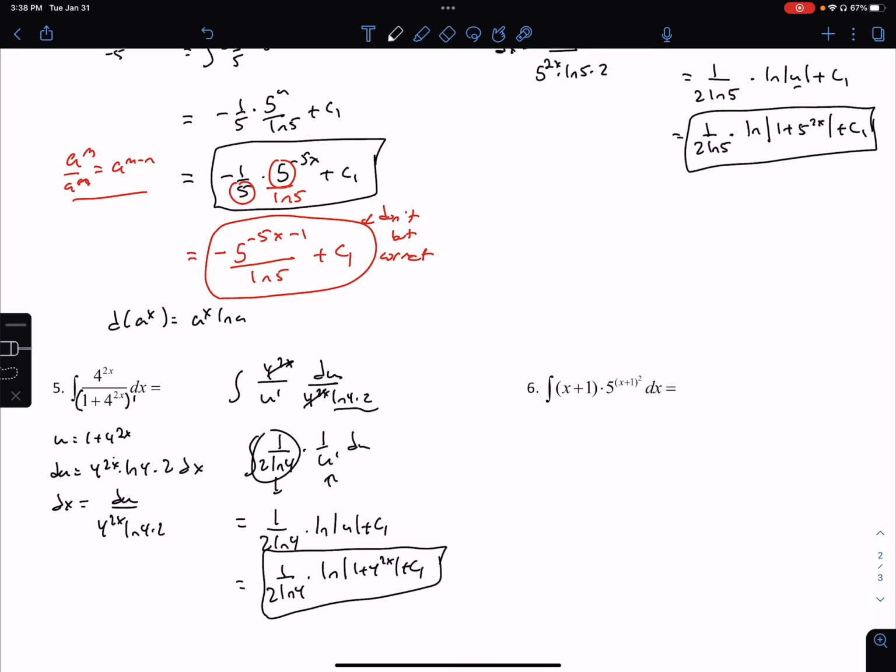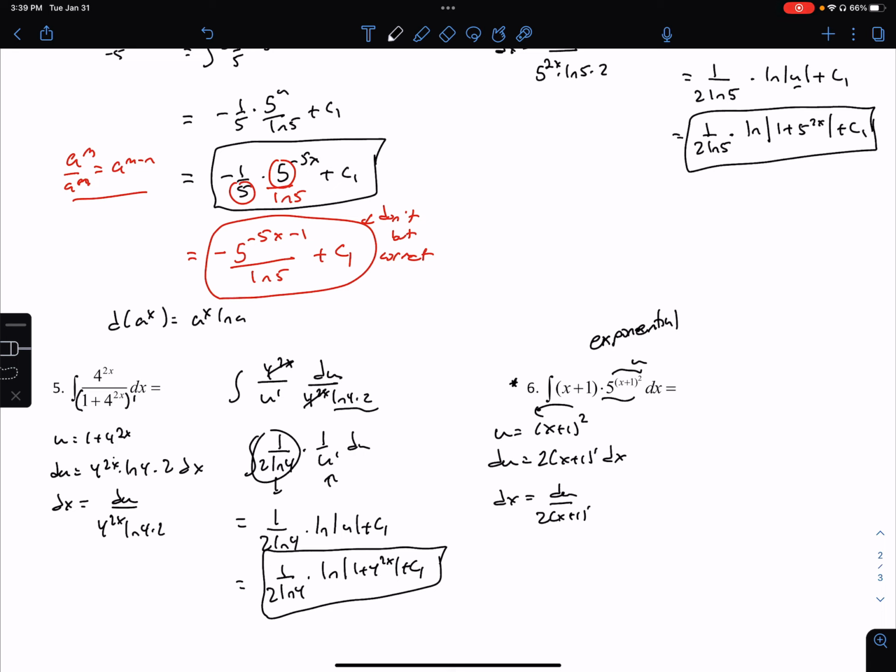All right, last one, number 6. Again, this is our exponential. That's my exponential part right there. So to solve this one, I am going to let my u be my exponent. u's always the exponent on these. So we get x plus 1 squared, du. I'm going to use chain rule. 2 times x plus 1 to the first dx. dx equals du over 2 times x plus 1 to the first.